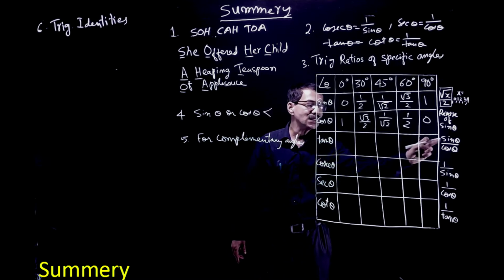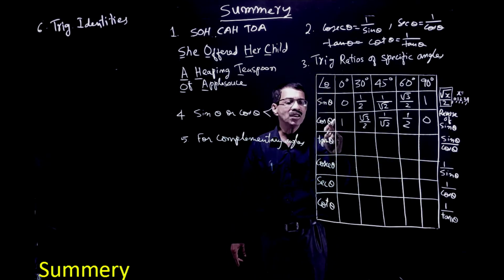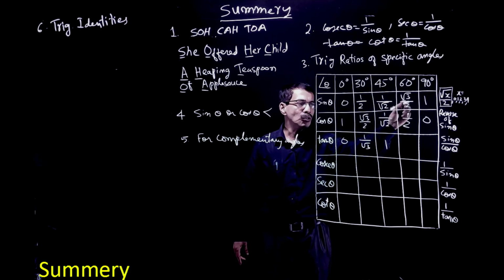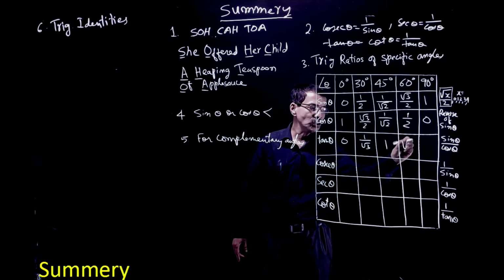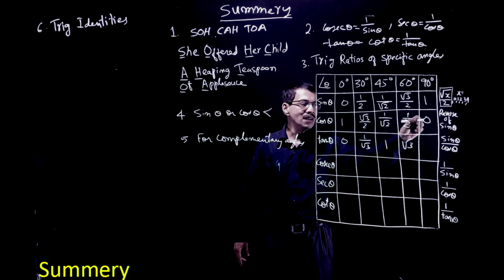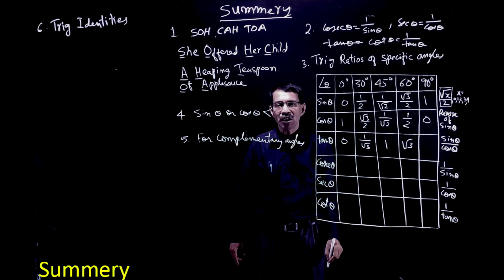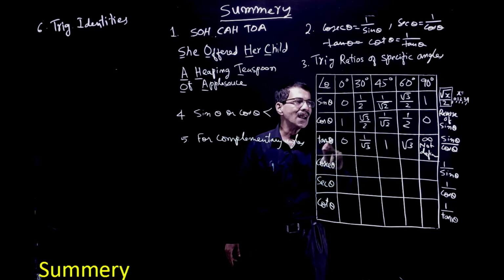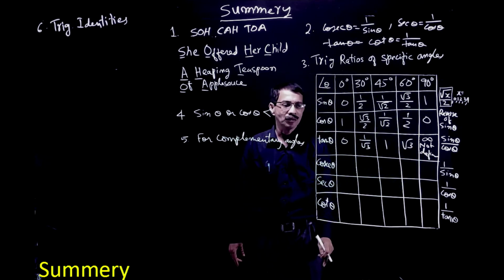And tan of theta is sine upon cos. This is the sine value, this is the cos value. So this is 0 upon 1 which is 0, half upon root 3 by 2, so this becomes 1 upon root 3, and 1 by root 2 upon 1 by root 2 is 1. So root 3 by 2 divided by half becomes root 3, and 1 divided by 0 becomes infinity. So either you write it as infinity or you write not defined. The value of tan of 90 degrees is not defined.